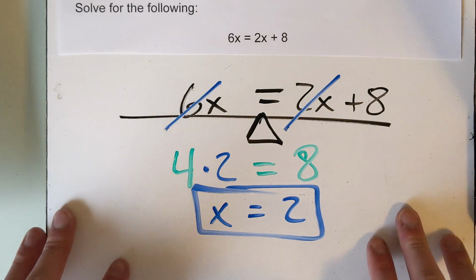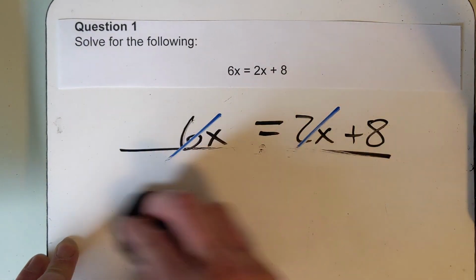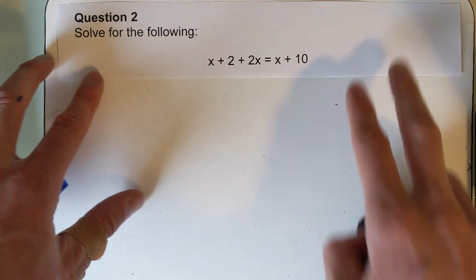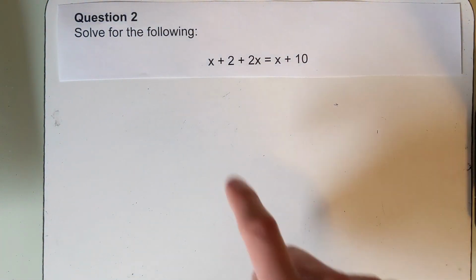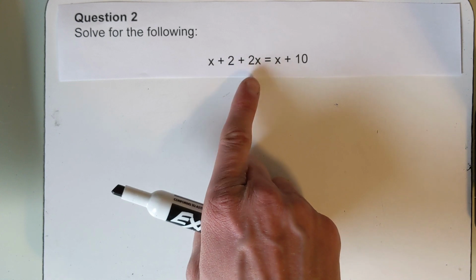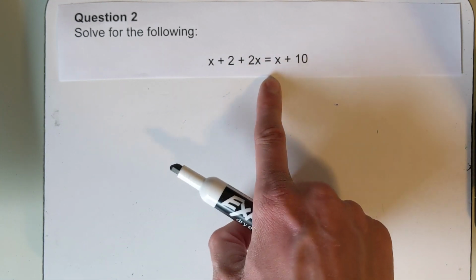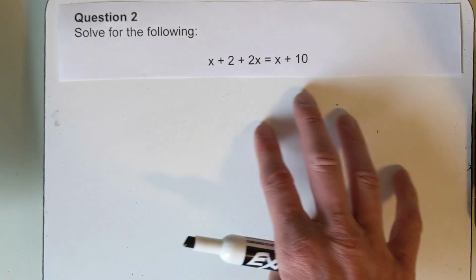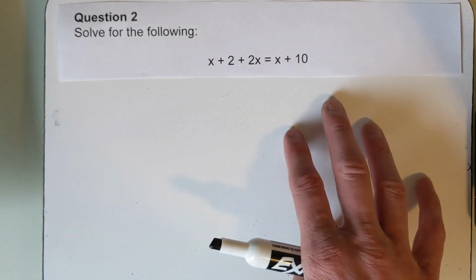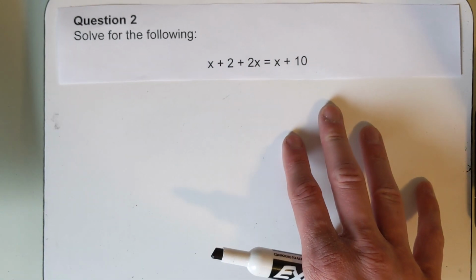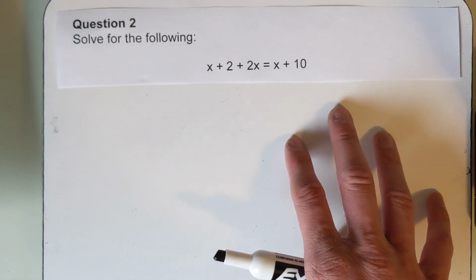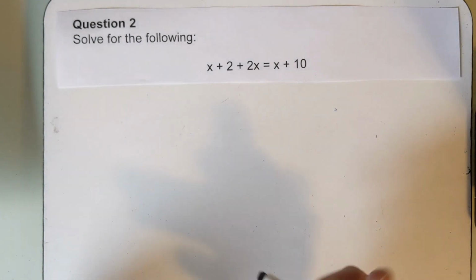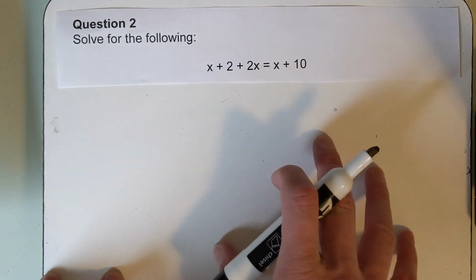And let's go ahead real fast and just get set up for question number 2. Question number 2 is asking the following. We have x plus 2 plus 2x's is equal to x plus 10. Now, we have numbers on both sides, we have variables on both sides, so it's just about organizing our work first and figuring it out from there. I'm going to help you get it started, and then you're going to solve it on your own.